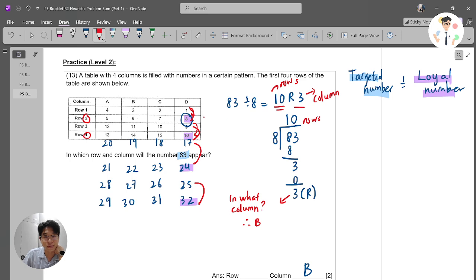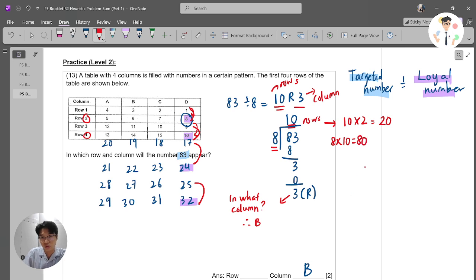So in this case, I know I go 10 times, right? So it means I need to jump how many times? I jump 10 times. If I jump 10 times, that basically means 10 times 2, which is 20. It means that at row 20, I'll be getting what number? Look here. 8 times 10 is 80.